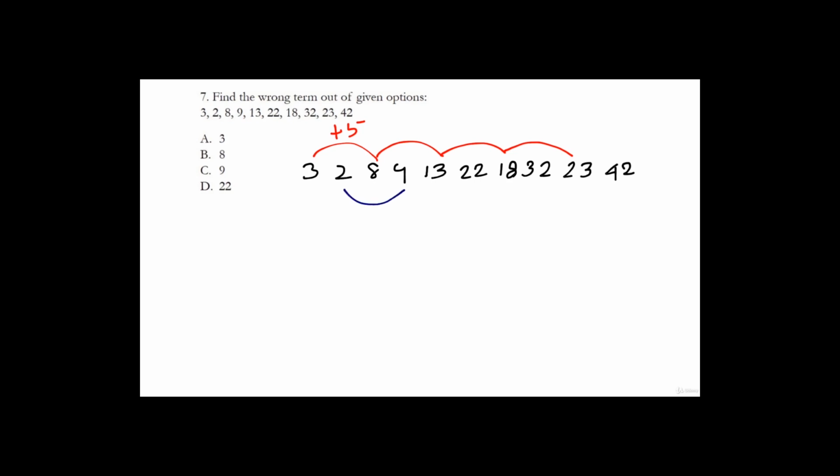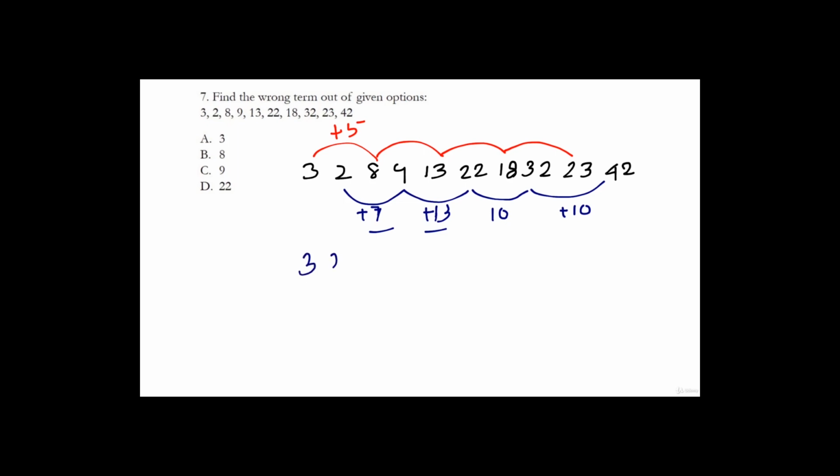2 plus 7 is 9, 9 plus 13 is 22, 22 plus 10 is 32, 32 plus 10 is 42. So totally 40 is added. Here 7 is added and 13 is added. But instead, if we had added 10 in both cases, what would have happened?